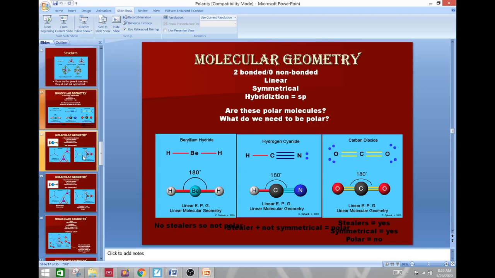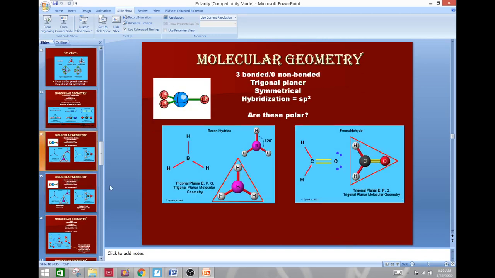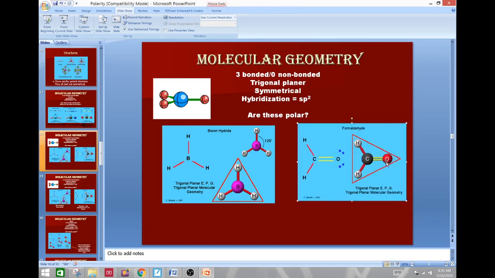All right, so now we go to 3 things off the center, 3 electron domains. So we have boron hydride. A couple things we want to know here. Its name is trigonal planar. It's symmetrical. Any unbonded pairs? No. Hybridization, sp2. Notice we have 3 electron domains, so sp2. Are these polar? Symmetrical, dipole moment of 0, nonpolar. This guy, it's trigonal planar, but it's not the same, so this guy is polar.